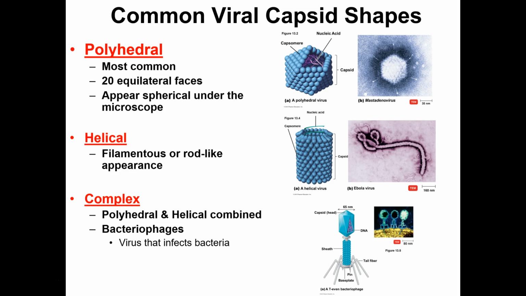Okay, Ebola is technically a helical virus, but it's kind of a weird one because it has more of a, we call it a shepherd's crook shape. Okay, like a bent cane.